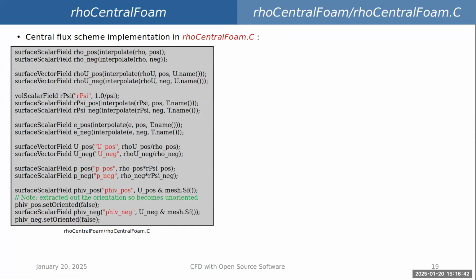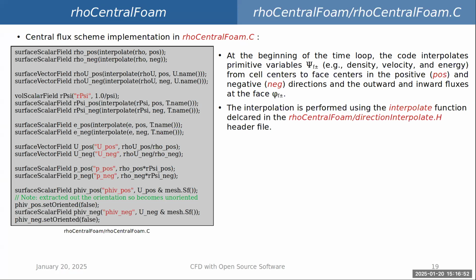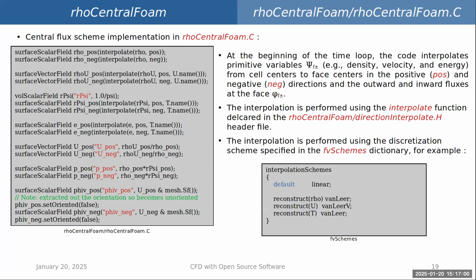So the first step at the beginning of the time loop is to compute the interpolated fields in both directions. That's what is done here for every useful variable. This is done using the interpolate function, which is declared in the directionInterpolate.H file. And the interpolation is done by using the scheme that you specify in the interpolationSchemes dictionary of the fvSchemes file. So the syntax is a bit different. Basically, in this interpolate function, it will read the scheme that you are using, but you have to write reconstruct, parentheses, and the name of your field. Otherwise, you won't find it.